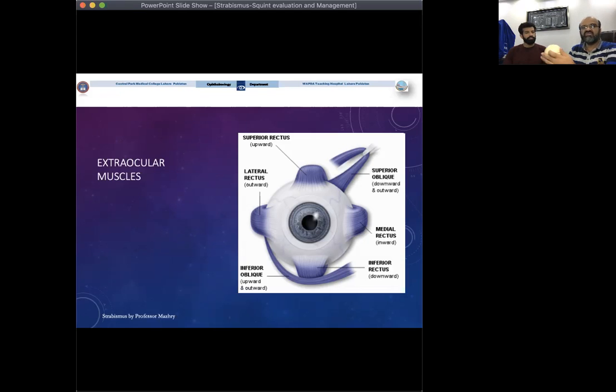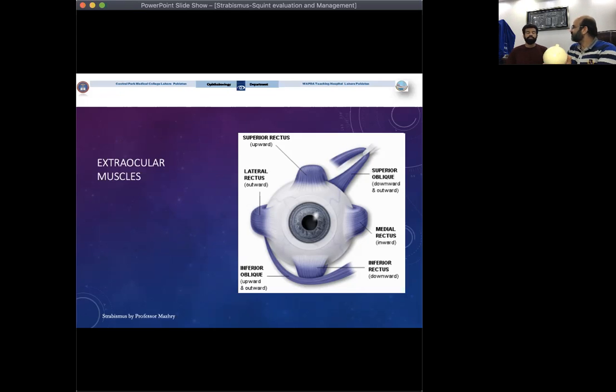So these two obliques, as you can see here, are inserted behind the equator. The superior oblique passes underneath the superior rectus muscle and inserts behind the equator. But the inferior oblique, as you can see here, so both the obliques are lying inferior to their respective rectus. Just to remember, both the obliques pass inferior to their respective rectus. So the inferior oblique passes below the inferior rectus muscle and then goes behind the equator, and it inserts at a place in the temporal part of the eye, where the macula is located.